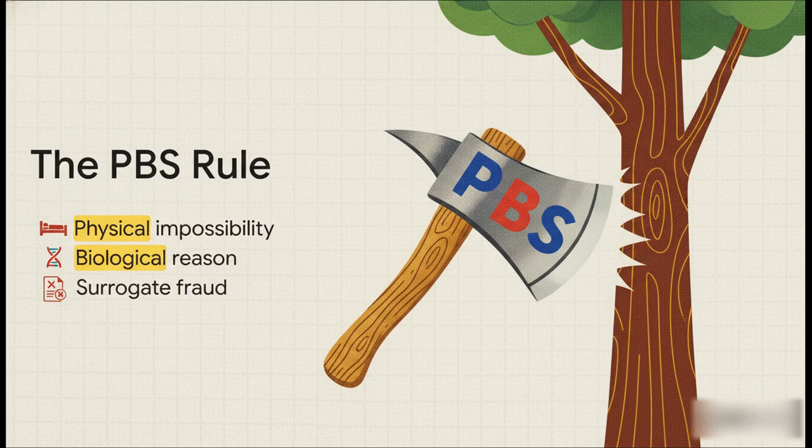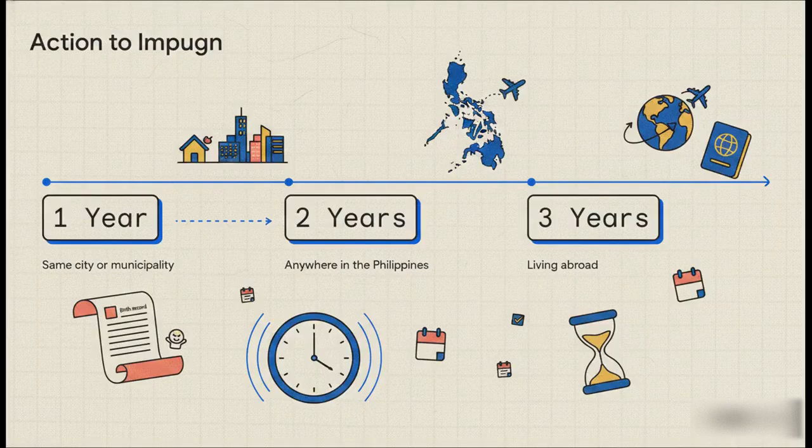Just remember, PBS. And knowing the grounds isn't enough because you have strict prescriptive periods to take action. Notice how physical distance dictates the time allowed to file under Article 170. The husband gets just 1 year if he lives in the same city or municipality as the birth record. That bumps up to 2 years if he lives anywhere else in the Philippines and 3 years if he's abroad. The clock is relentlessly ticking the second he knows about the birth or its recording.